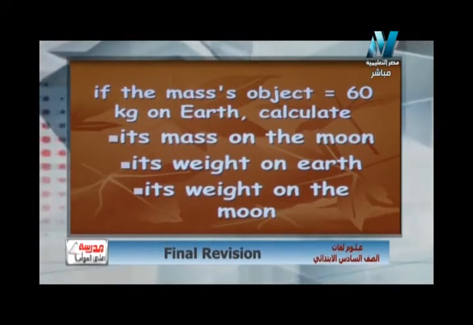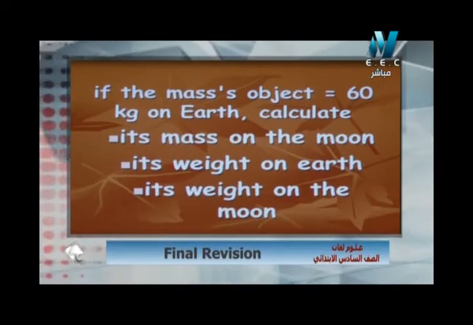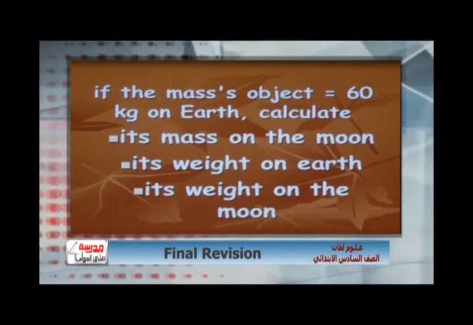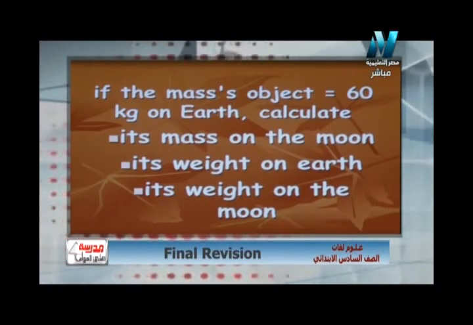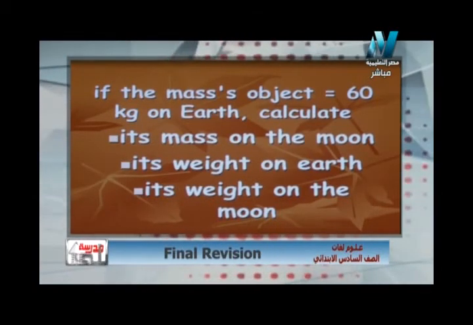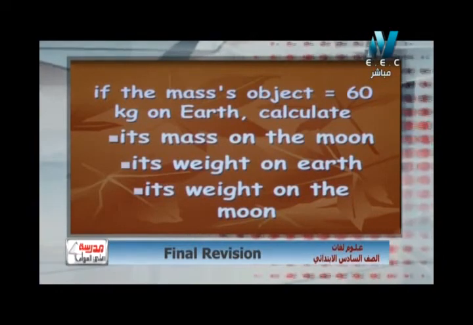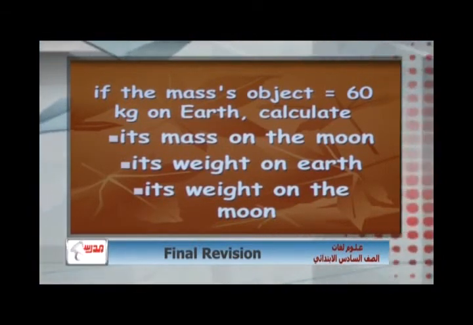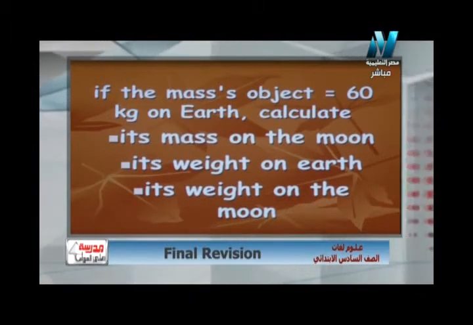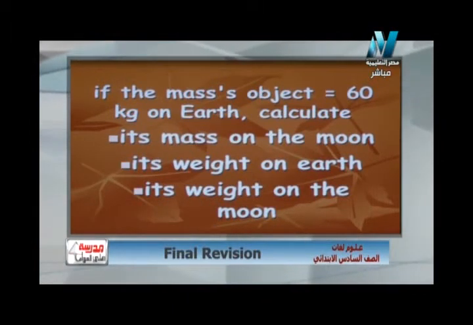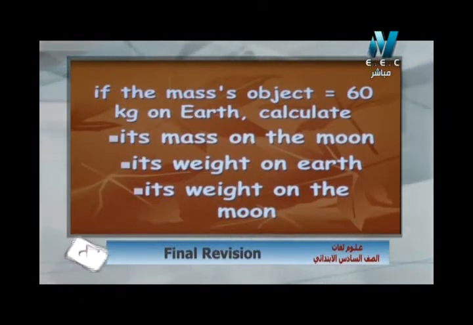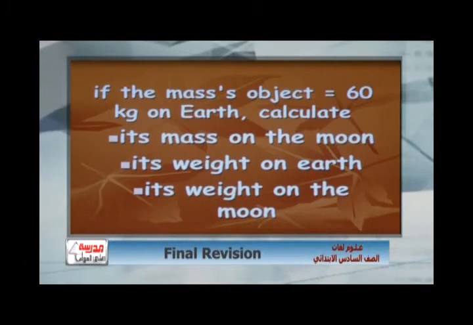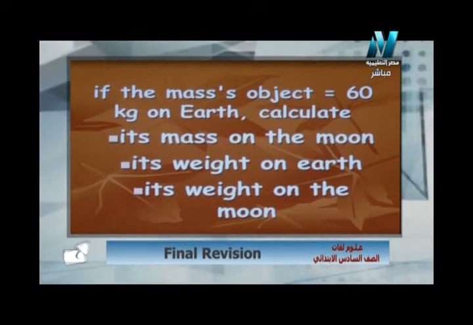So what about the second demand? It asks for weight on the earth. Weight on the earth equals what? Equals mass by 10. 60 by 10 will be 600 Newton. So what about weight on the moon? Weight on the moon equals weight on the earth, which is 600, divided by 6 equals 100 Newton. So we have answered the problem simply by using the two triangles.